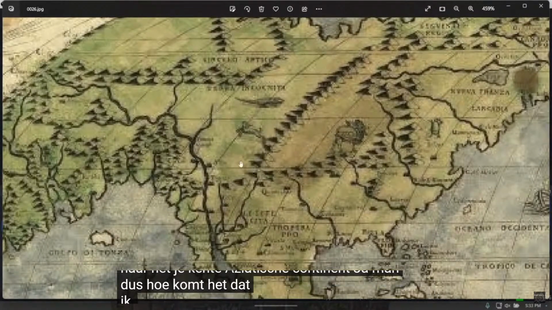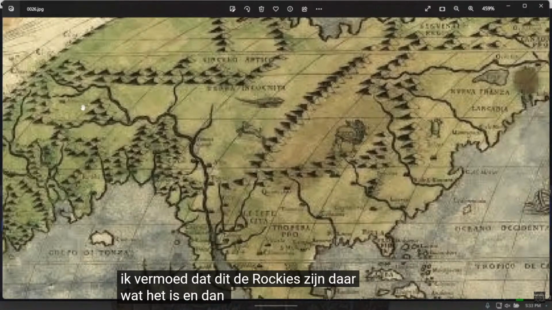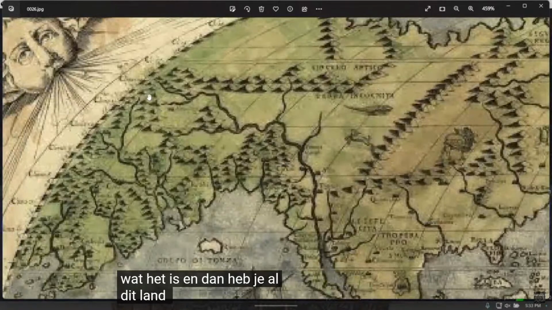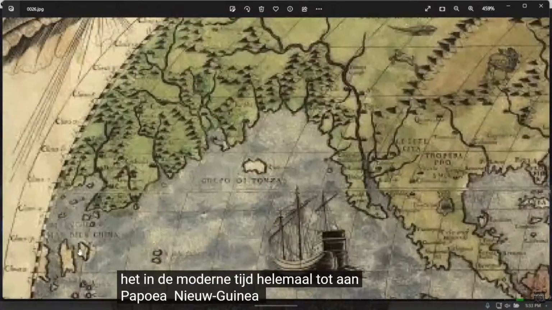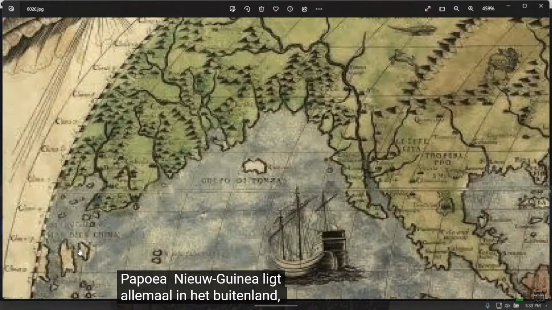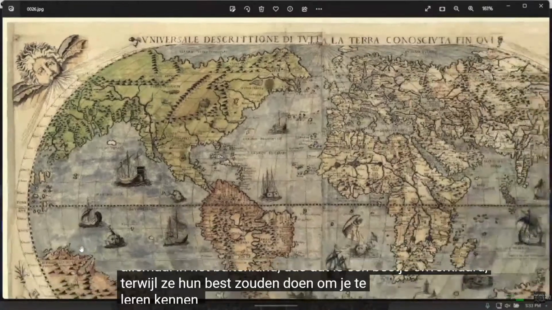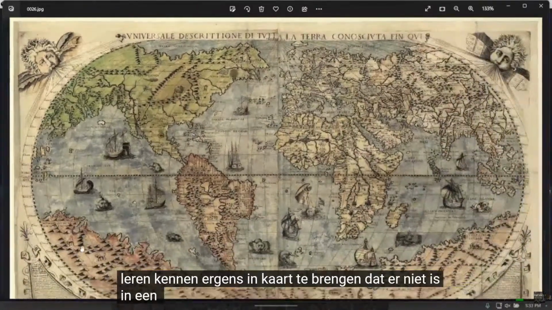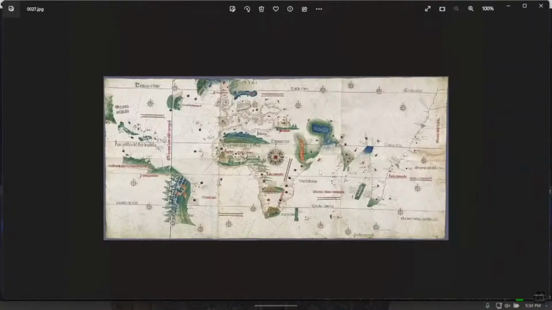I'm guessing this is the Rockies there, yeah, which it is. And then you've got all of this land, which is not actually there in the modern day, is it? All the way to Papua New Guinea. All that land. So that's a bit unexplained, why they would go to the effort to map out somewhere that's not there in the modern day. Really peculiar one, that. Very, very interesting map.